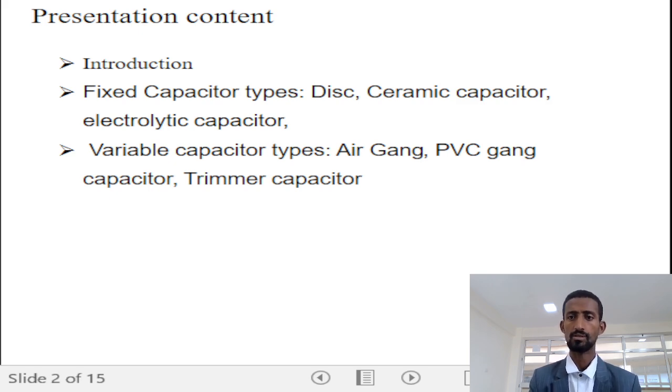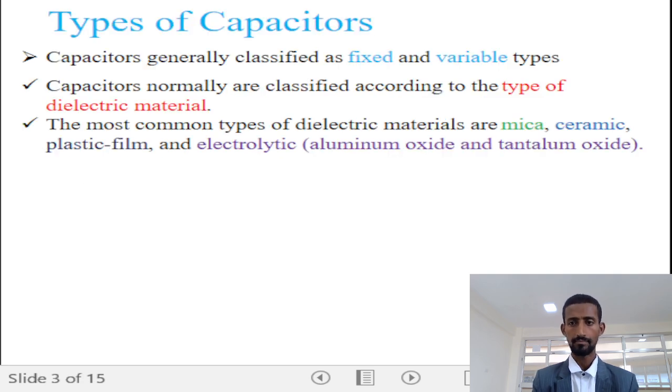In this presentation, we'll see an introduction and the types of capacitors. They may be fixed type, especially disc, ceramic capacitor, and electrolytic capacitors. The other type is variable capacitor type, that is air gang, PVC gang, and trimmer capacitor. Capacitors are generally classified as fixed and variable type.